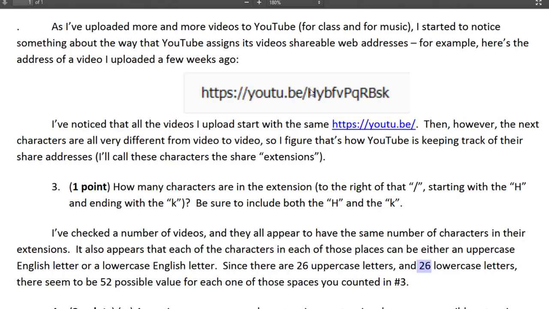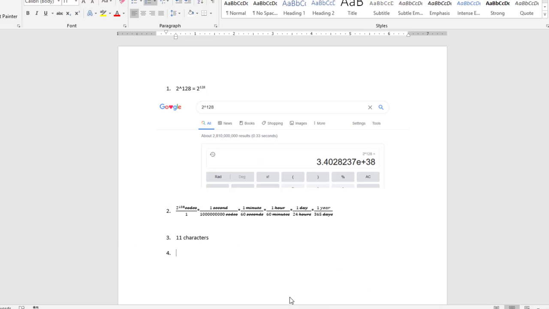So this one right here is a capital H. It could have just as easily been a capital A, a lowercase Z, a capital Q. There are 52 possibilities for this, and 52 possibilities for this, and 52, and 52. As a matter of fact, for each of the 11 spaces, there are 52 possibilities. So using our fundamental counting principle, it's 52 times 52 times 52.